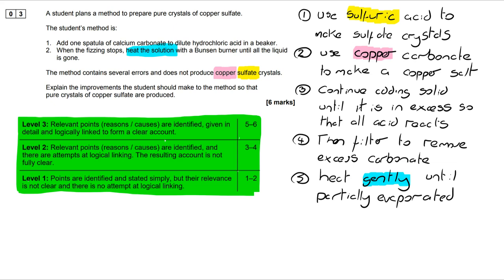And the final improvement that you could have picked out, they've spoken about heating the solution. But if you heat the solution, you might do that with a roaring Bunsen flame. That could cause it to spit, it could evaporate far too quickly. So you could improve the method by saying you would heat it gently and you would only partially evaporate it, and then let it more slowly evaporate for the final section at room temperature.